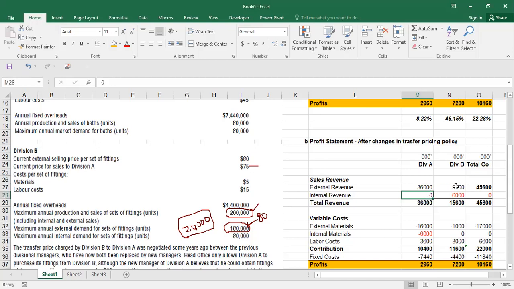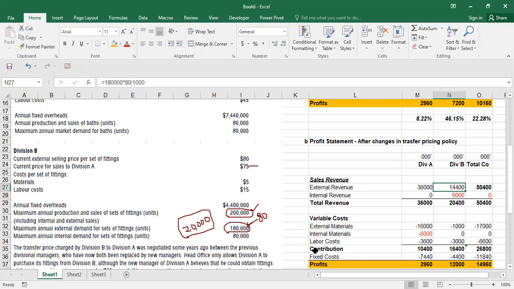What will happen to division B? Their sales. Division B will sell to outsiders now. How much will they sell? 180,000 units, right? This is their external demand. At what price will they sell it? $80. This is what they can possibly sell it for, and divide it by 1,000. So this is what their external revenue will become.